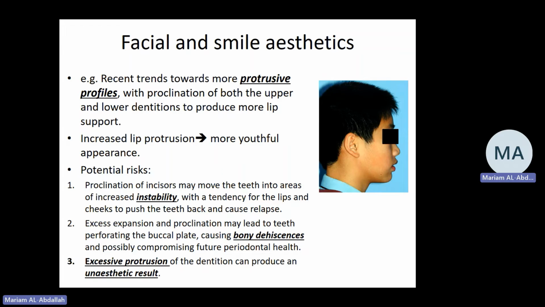Sometimes this is not realistic. Sometimes this is not possible because we have the risk of proclining upper and lower incisors into an unstable position. We might end up having compromised gingiva cover with the risk of gingival recession and bone dehiscence, incompetent lips, as well as unaesthetic results. Excessive protrusion can cause unaesthetic results.